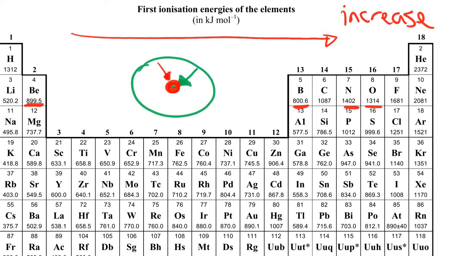So just to recap, ionization energies tell us how attracted the outer shell electron is to the nucleus. The higher the attraction of that electron to the nucleus, the higher the ionization energy, i.e. the harder that electron is to remove.